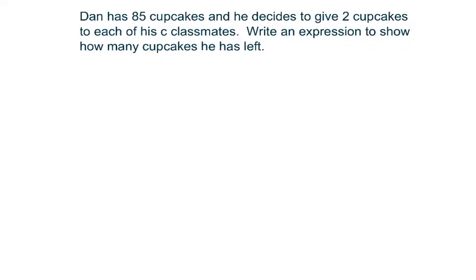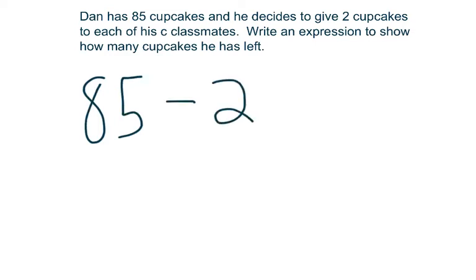Dan has 85 cupcakes, and he decides to give 2 cupcakes to each of his classmates, which will be represented by the variable C. Write an expression to show how many cupcakes he has left. So it is 85, and he gives 2 away to each classmate. So 2 times C would tell you how many he gives away, and then take all that away from 85, and that will tell you how many he has left.